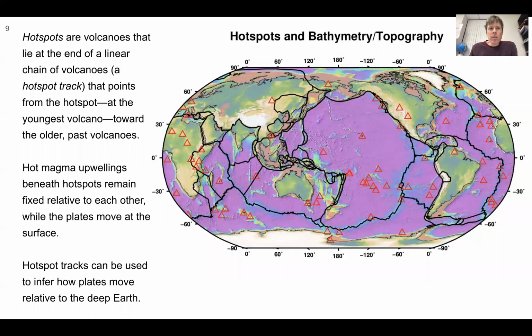We introduced this earlier. Hotspots are volcanoes that lie at the end of a linear chain of volcanoes. And that is a hotspot track that points from the hotspot, the youngest volcano, towards the older past volcanoes. Hot magma upwellings beneath hotspots remain fixed relative to each other while the plates move at the surface. Therefore, these hotspot tracks can be used to infer how plates move relative to the deep Earth.